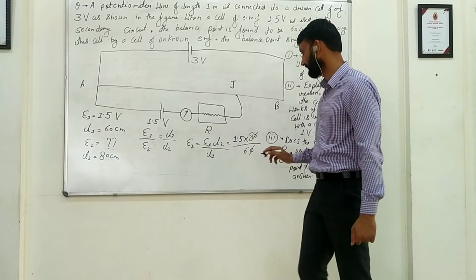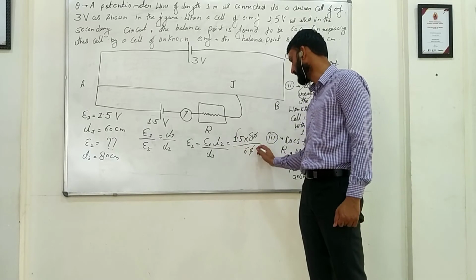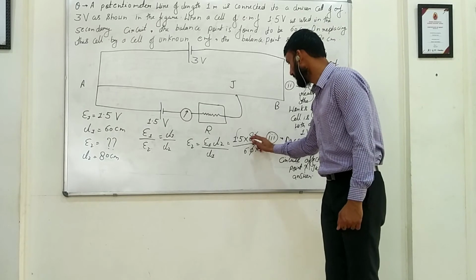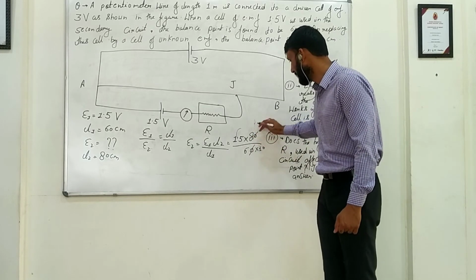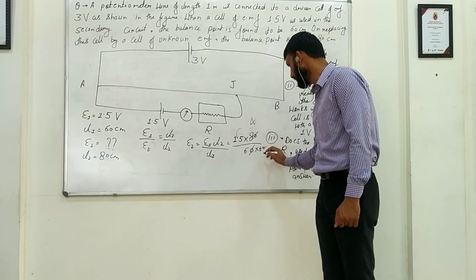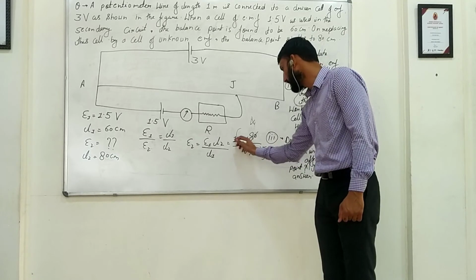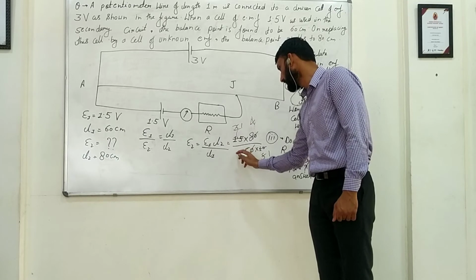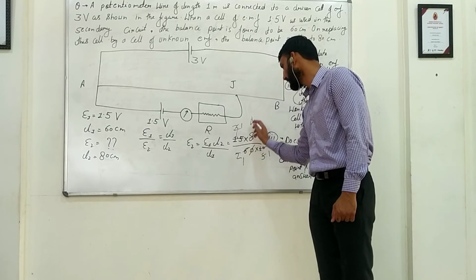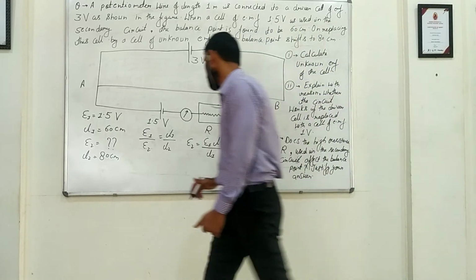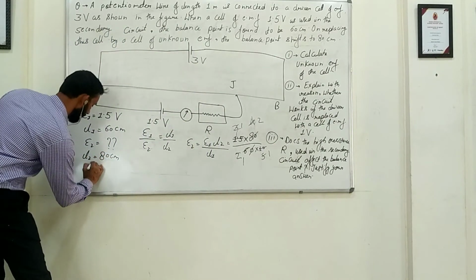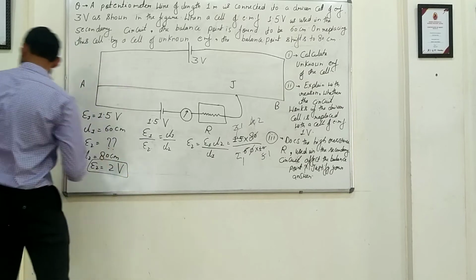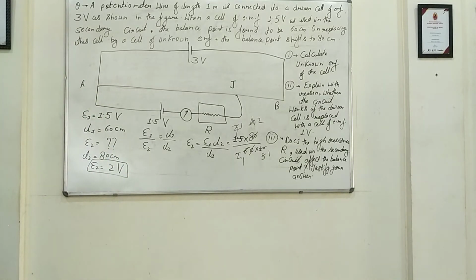Removing the decimal point, it will be 10, and on calculating, so EMF E2 will be how much? 2 volt. So this E2 has come as 2 volt. So E2 is 2 volt.